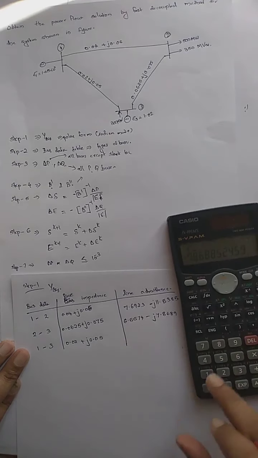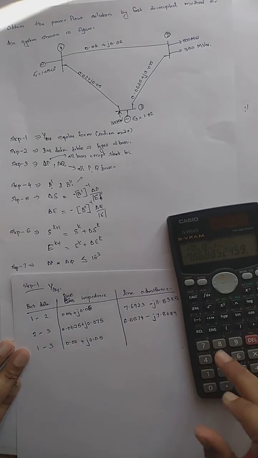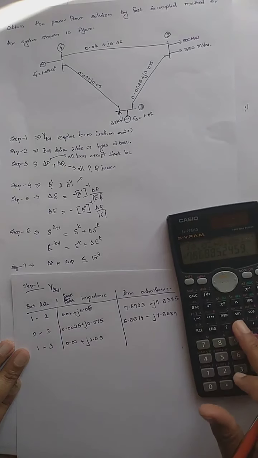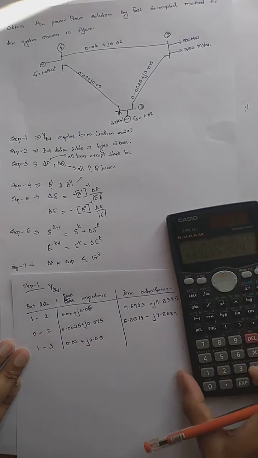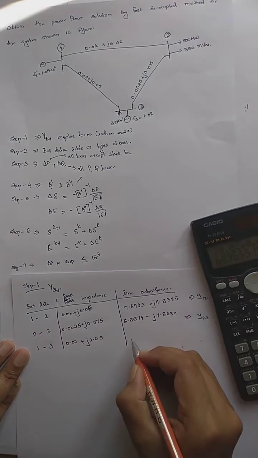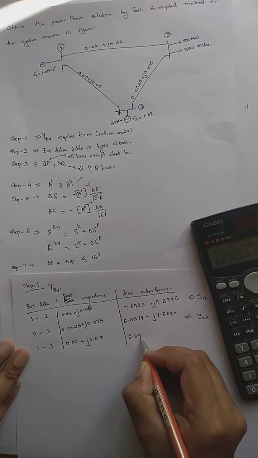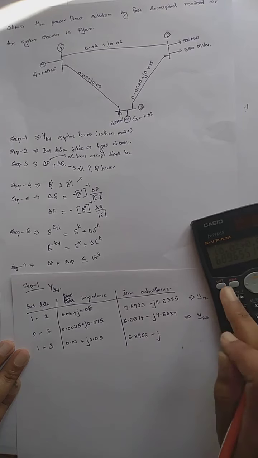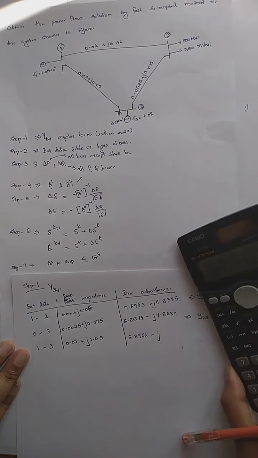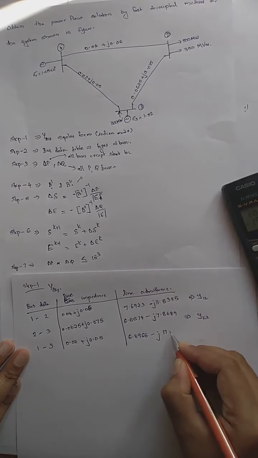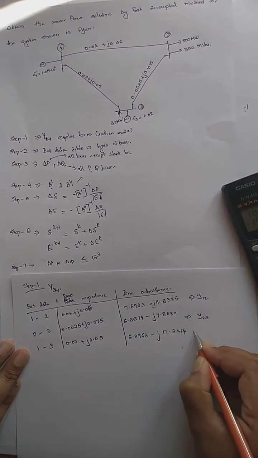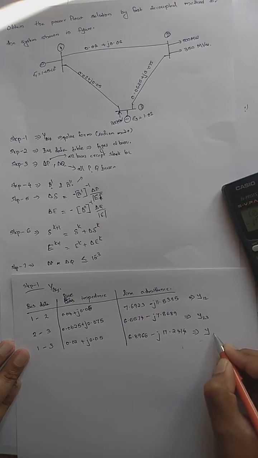The last line is Y13, that is 0.02 plus j 0.05. Taking the inverse of 0.02 plus j 0.05, that value will be 6.8966 minus j 17.2414. So that value is Y13 or Y31.